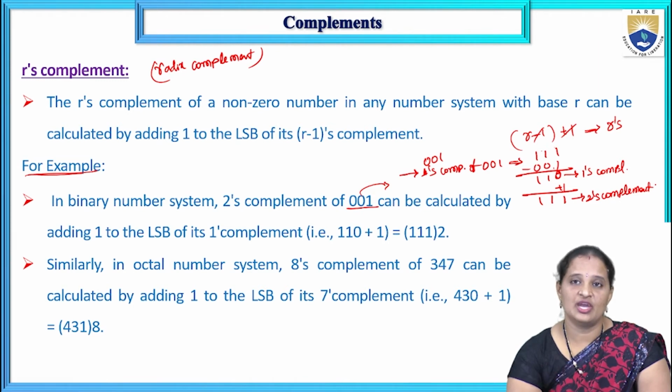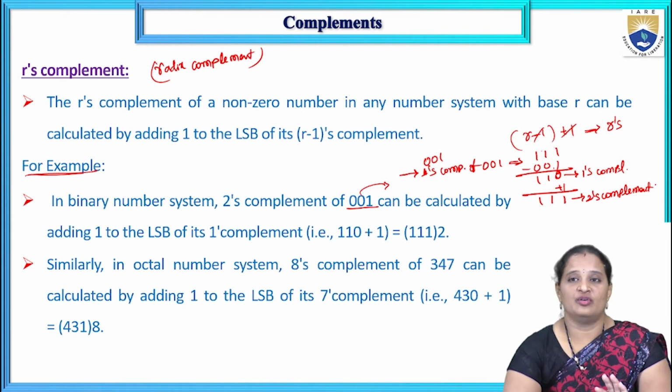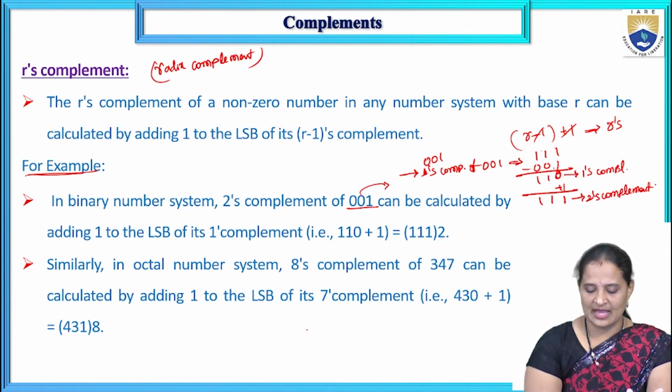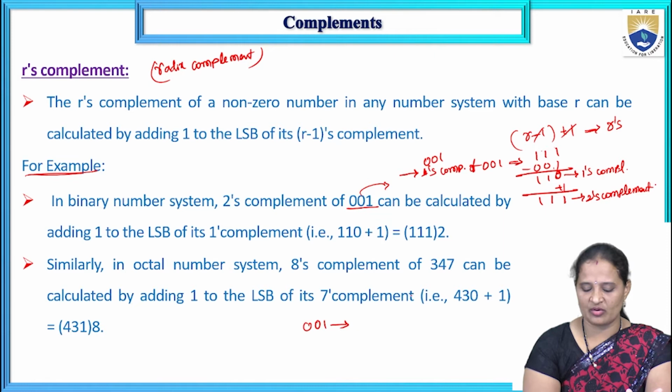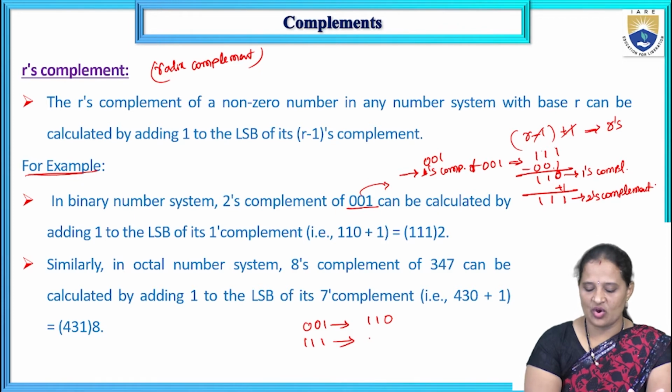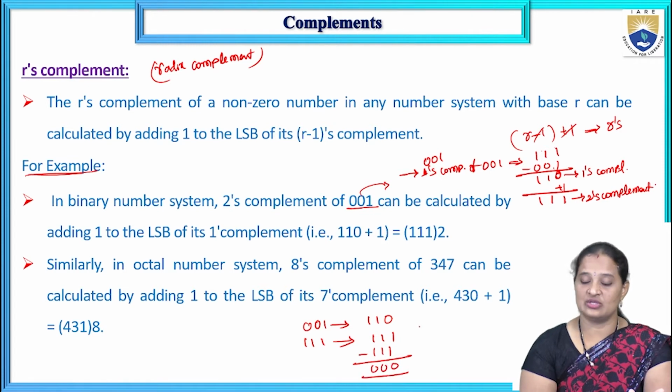That means in order to find the 2's complement of a binary number, first find the 1's complement, that is R minus 1's complement of a binary number, and then we need to add 1 to the LSB of the 1's complement, so that we will get the 2's complement. And one thing you remember, here, for example, we have taken 0, 0, 1. What is the 1's complement of this one? We have got 1, 1, 0. Similarly, if I take 1, 1, 1, what is the 1's complement? How can you get the 1's complement? 1, 1, 1 minus 1, 1, 1. So what is the answer? 0, 0, 0.